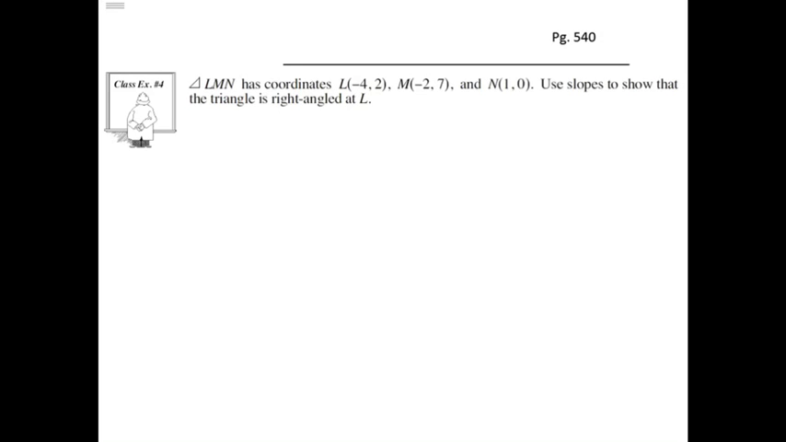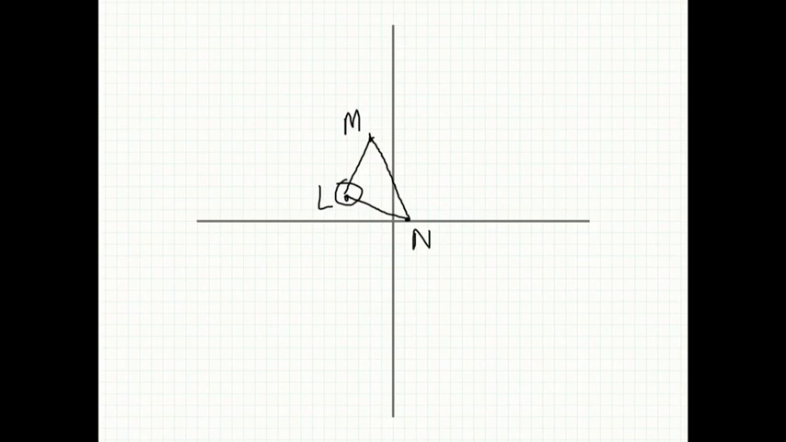LMN has coordinates at (-4, 2), (-2, 7), and (1, 0). Use slopes to show that the triangle is right angled at L. Here's a picture of that. We have LMN, and we want to find out if this is a right angle right here.